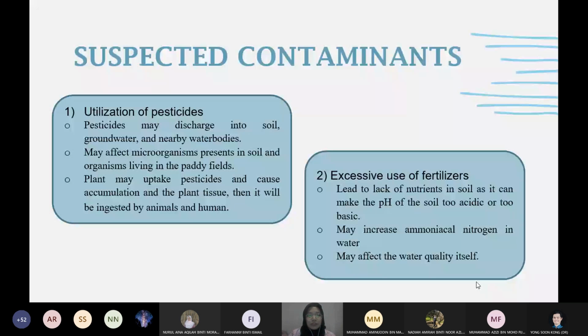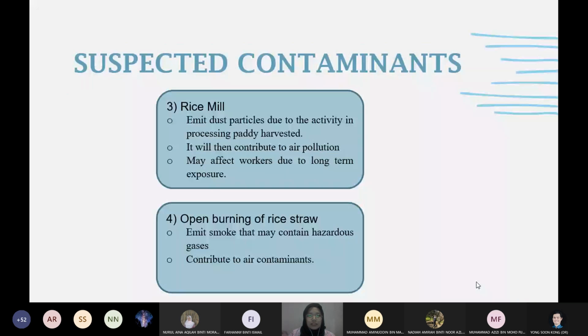Rice mills can also be found in Sekinchan. This factory emits dust particles due to the activity of processing harvested paddy. The dust particles can contribute to air pollution and slowly affect the workers who are exposed to the process every day. Lastly, open burning of rice straw after harvest season is well known in paddy cultivation. This activity emits smoke that may contain hazardous gases and can contribute to air contamination.